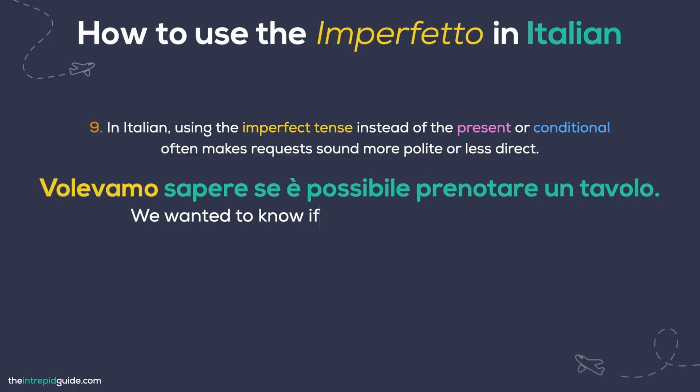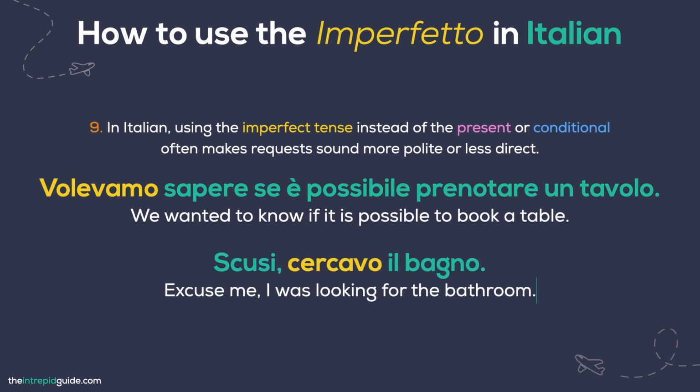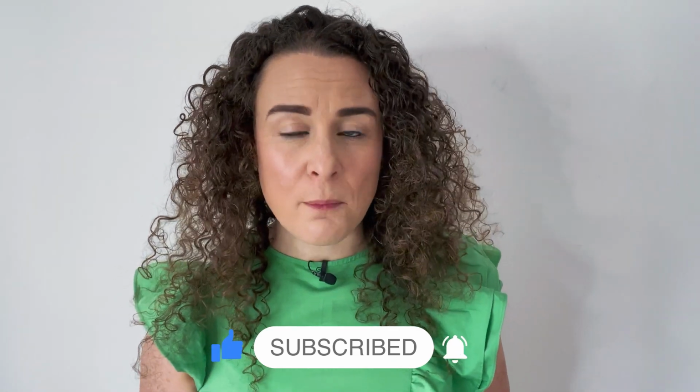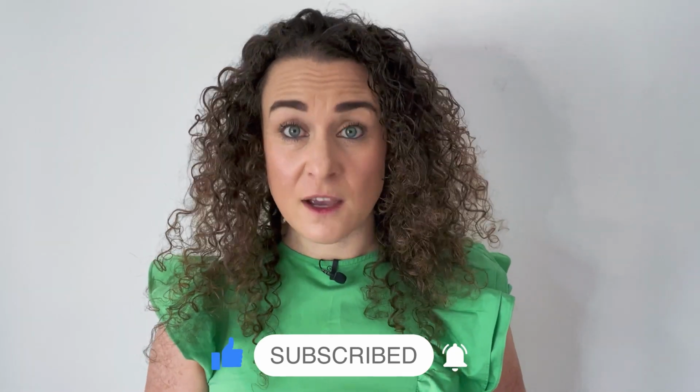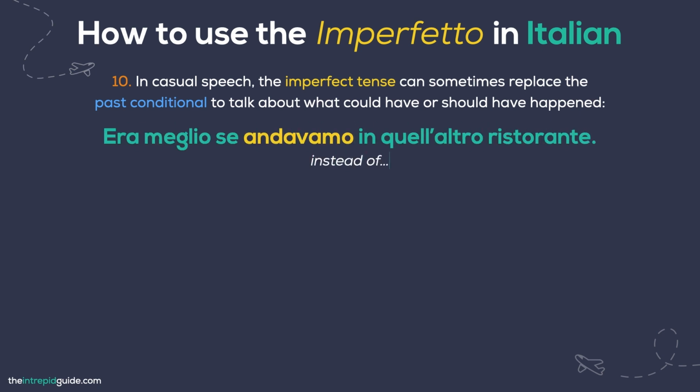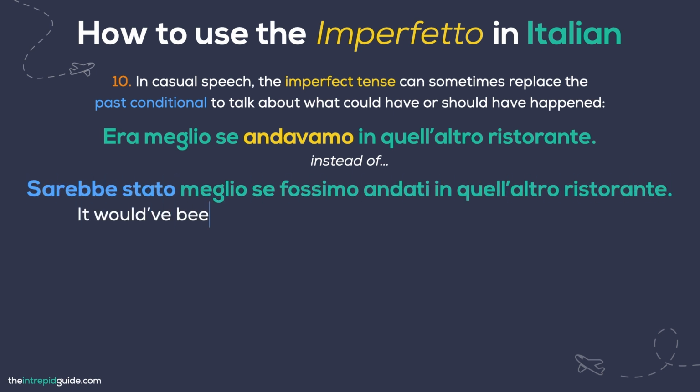Take a look at these examples. Volevamo sapere se è possibile prenotare un tavolo. I wanted to know if it was possible to book a table. Scusi, cercavo il bagno. Excuse me, I was looking for the bathroom. In casual speech, the imperfect tense can sometimes replace the past conditional to talk about what could have or should have happened. For example, you can say, Era meglio se andavamo in quell'altro ristorante, instead of saying, Sarebbe stato meglio se fossimo andati in quell'altro ristorante.